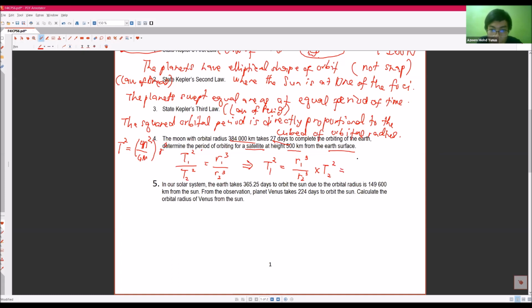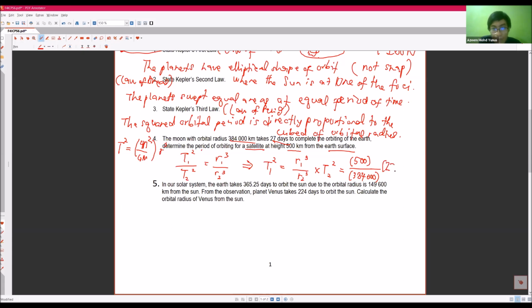R1 is the satellite, 500. R2 is the moon. In this case, we don't need to convert the units because both R1 and R2 are the same. If we have a ratio and both units are the same, then we don't need to convert to SI unit. But if it involves multiplication, addition, or subtraction, then we need to convert to SI unit. In this case, it only involves division, so that's okay for non-SI units as long as the units are the same for both. So T2 is 27 days.